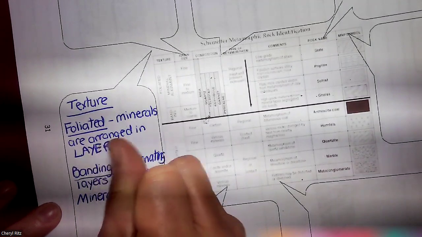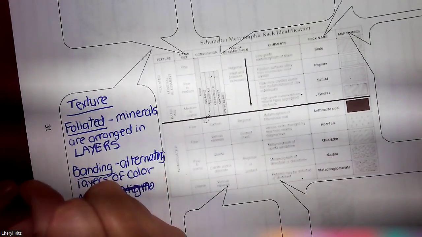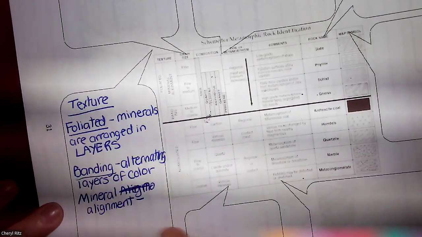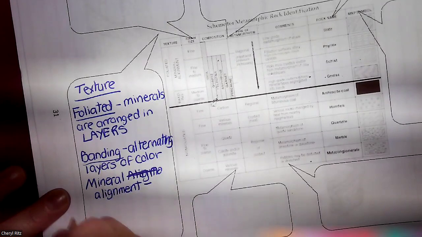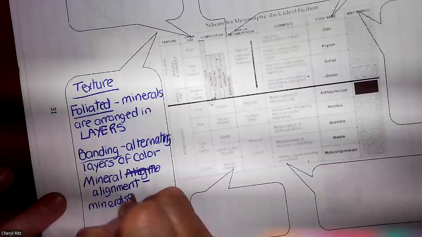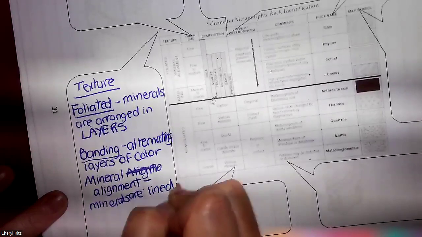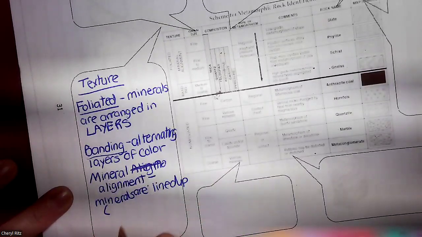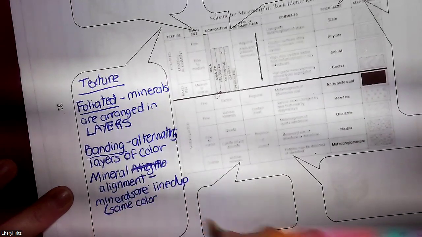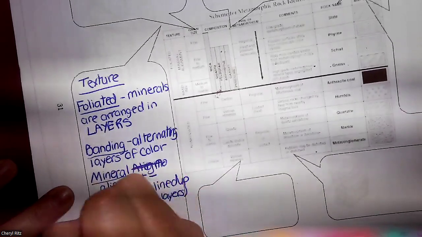Oh, I spelled alignment wrong. Mineral alignment. These minerals are lined up. I'm going to put parentheses, same color layers. Not labels, layers. This is why there's no homework. We all need a brain break.